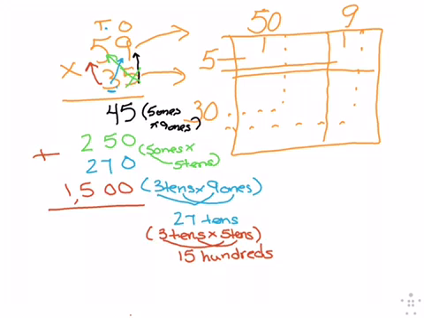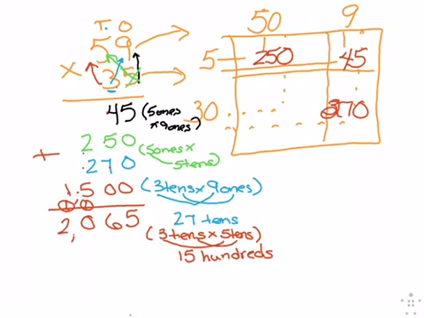5 plus nothing is still 5. 4 plus 5 is 9, plus 7 is 16. 2 plus 2 is 4, plus 5 is 9, plus 1 is 10. 1 plus 1 is 2. Your answer should have been 2,065. And if you had done it this way over here, this area model way, you would have had 25 tens, 45, 27 tens, and 15 hundreds, exactly like we got over on the other side.